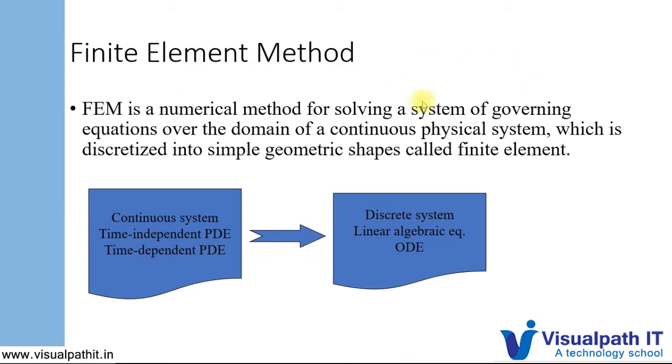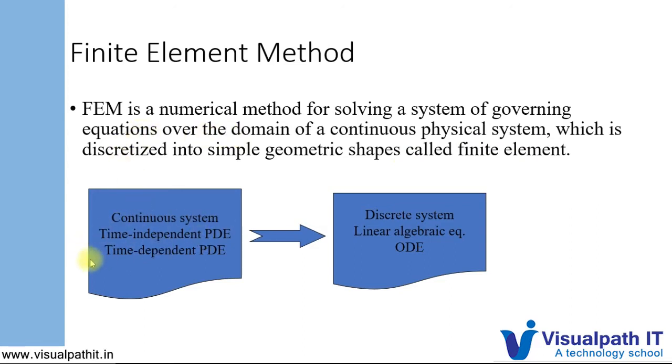So we will have a continuous system. The continuous system can be anything. It can be a small beam which is held at one point and free at the other end. Or it can be a very complex machinery which involves a large number of components, large number of joints, bolted components, all those things. So that forms our physical system, and this physical system is discretized into small, simple geometric shapes, which are called finite elements. So in effect, we will have a continuous system.